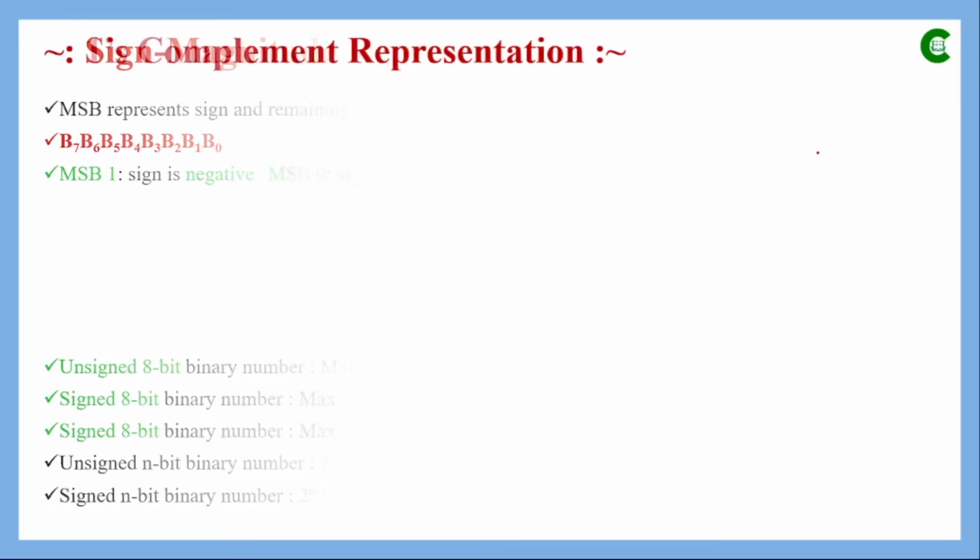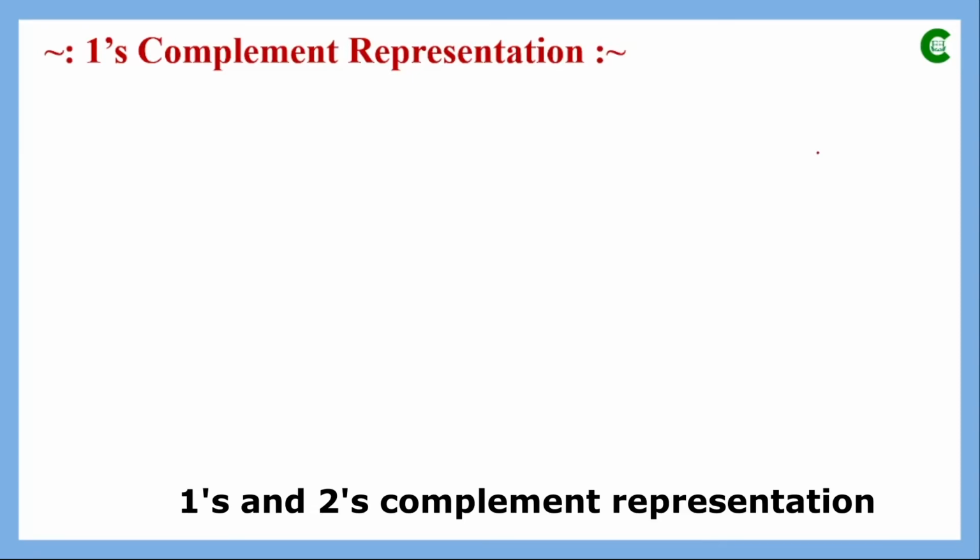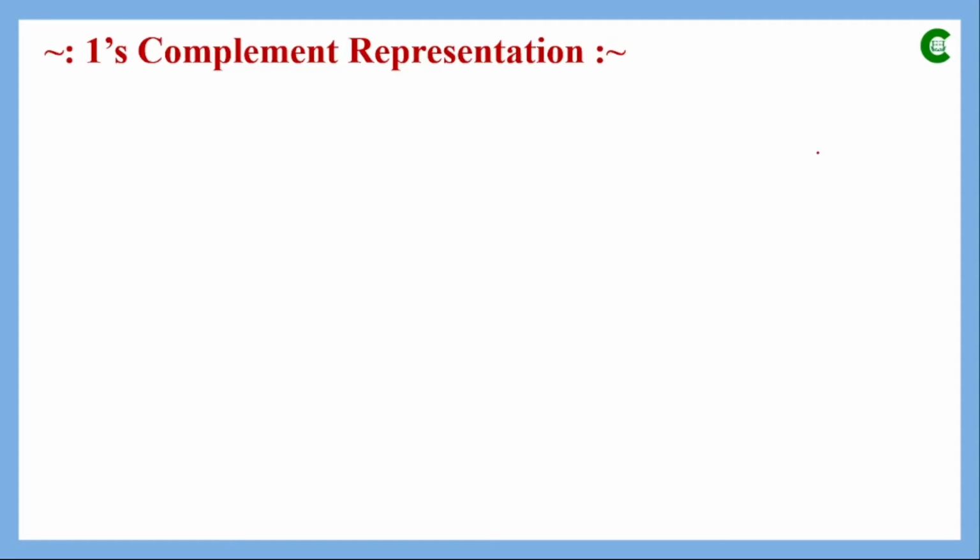Now the next method is about 1's complement representation. I have already taken a separate class to find 1's and 2's complement of binary numbers, so you can refer to that class. This 1's complement representation and the next, 2's complement representation, are mainly used to represent a negative binary number. For a positive binary number, the 1's and 2's complement of a given number will be the same. Only it will differ when the number is negative.